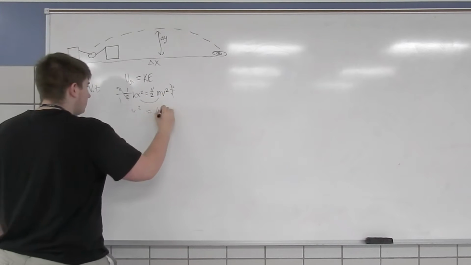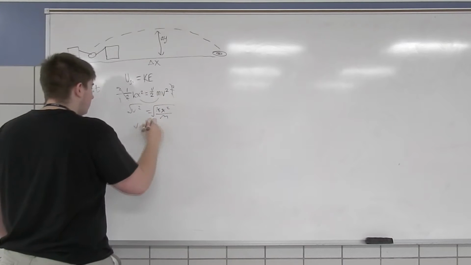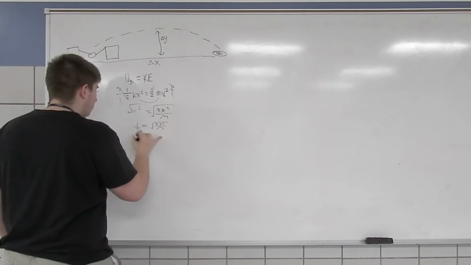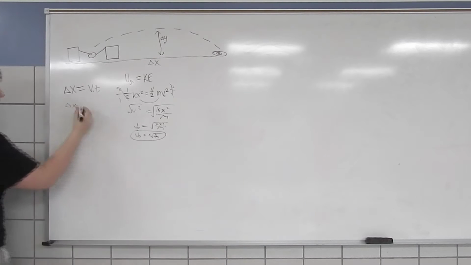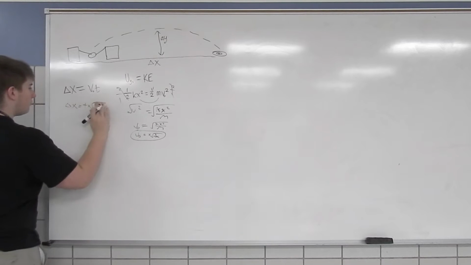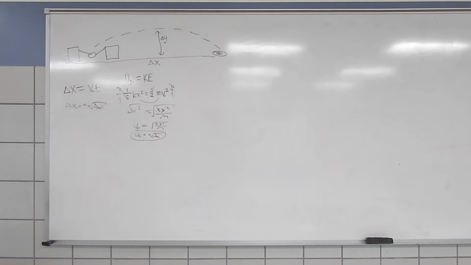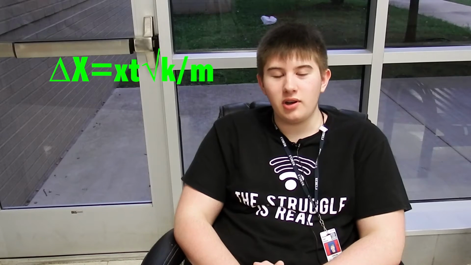After doing this, the equation was V0 equals x square root k over m. After that, we plugged it into the projectile motion equation, delta x equals t V0, whatever. Then after this, delta x equals x t square root of k over m.